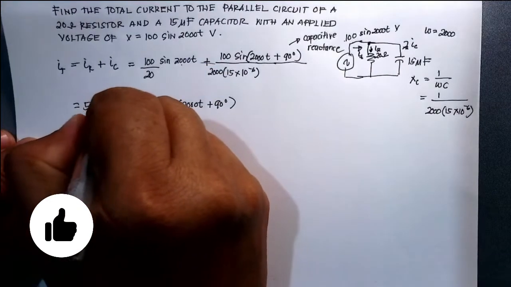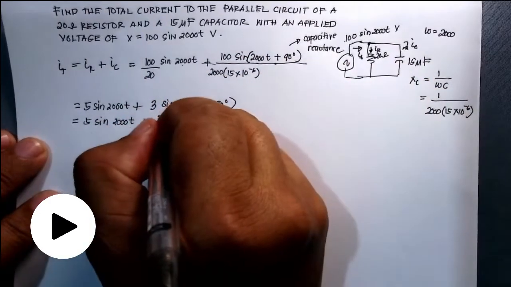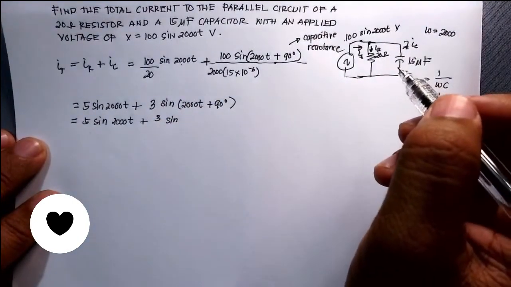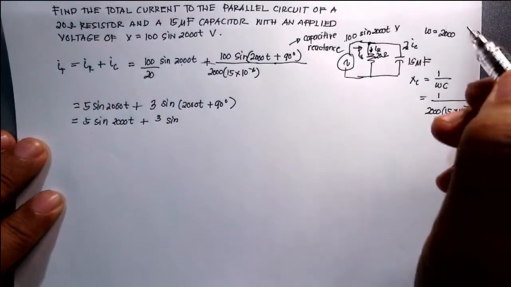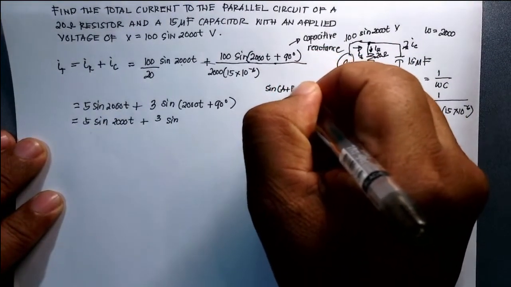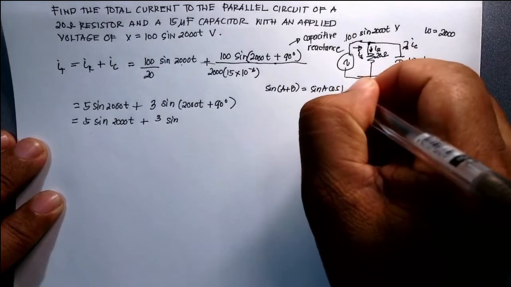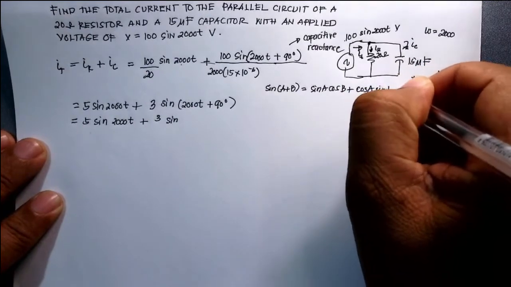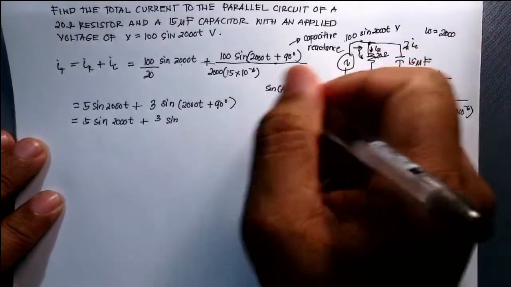So you have 5 sine 2000t plus 3 sine, using now the trigonometric identity for two angles, sine A plus B. Let me just be reminded of this trigonometric identity that sine A plus B is sine A cosine B plus cosine A sine B. Okay, so this is the trigonometric identity that we will apply here.